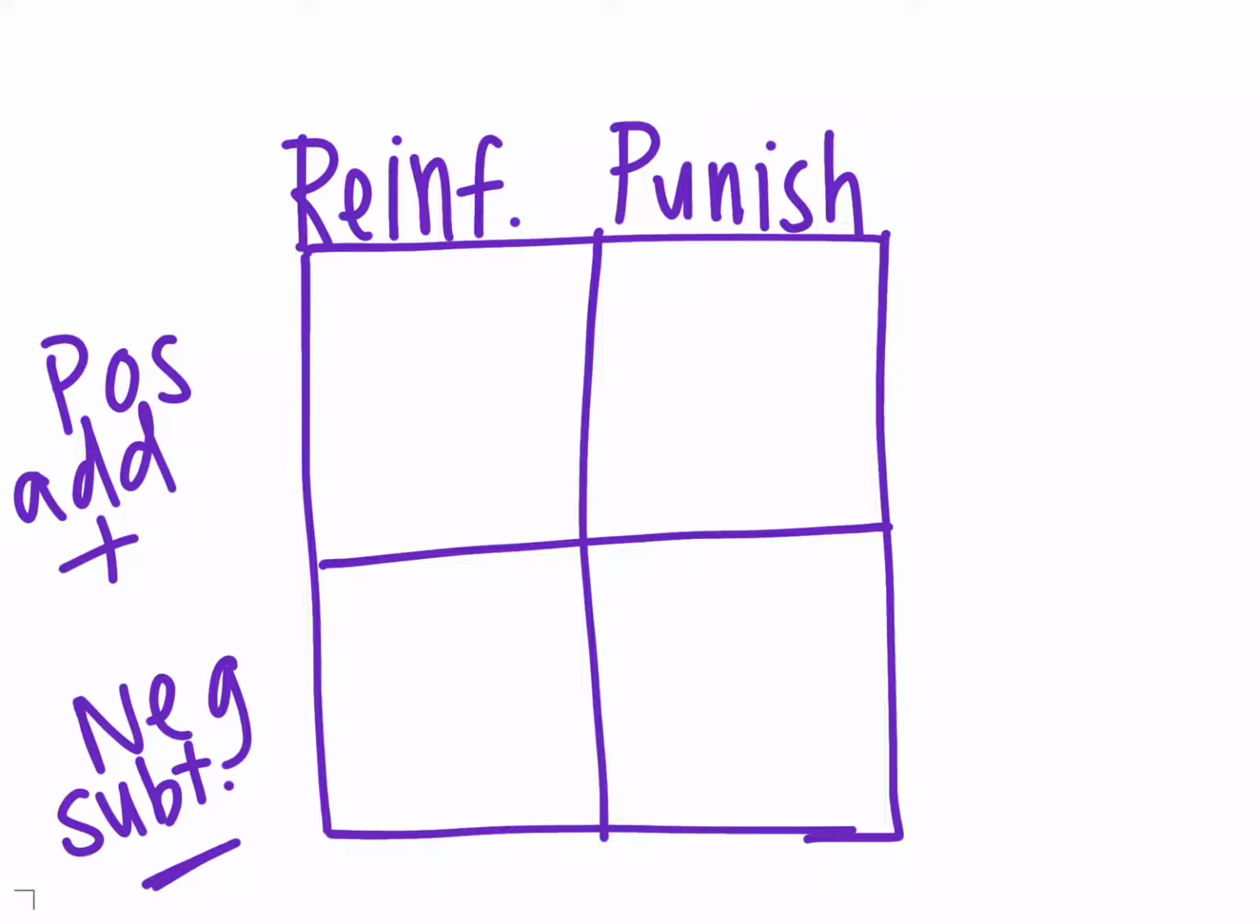Reinforcement absolutely always means that behavior is going to increase. Your behavior is always increasing. Punishment, however, means that the behavior is always decreasing. It's going away. You're eliminating the behavior. So how does that work? You have positive reinforcement, which means you are adding something to a situation to increase the behavior.